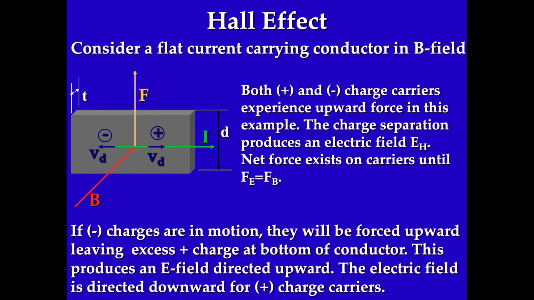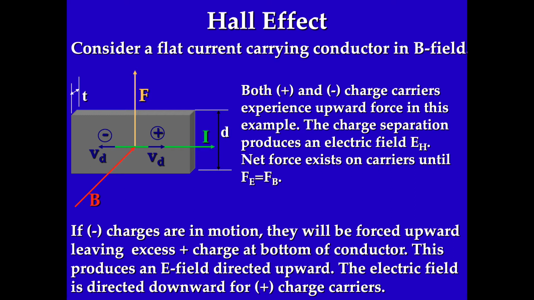That means you're going to have an electric field that points upward, because electric fields go from positive to negative. So that means you have a potential difference between the top end and the bottom end of that conductor. That's the Hall effect. The voltage that you measure between the top of the conductor and the bottom of the conductor is called the Hall voltage. And the electric field that's established because these charges are moving in this magnetic field is called the Hall field.